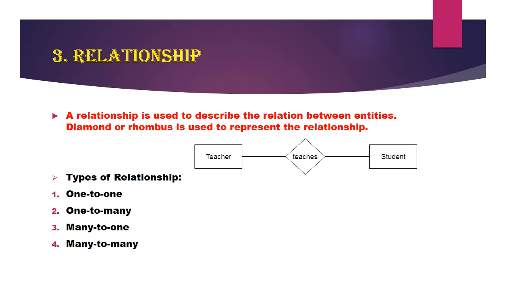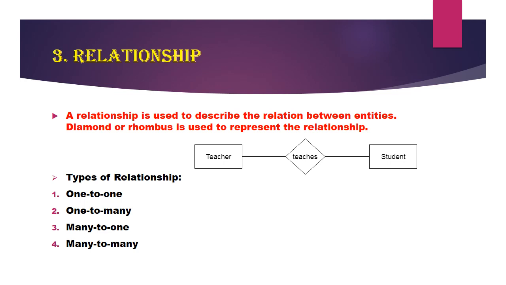Now, the first type of relationship is one-to-one. When one instance of an entity is associated with one instance of the other entity, then it is known as one-to-one. For example, a female can marry one male, and a male can marry one female. That is the best example of one-to-one relationship.